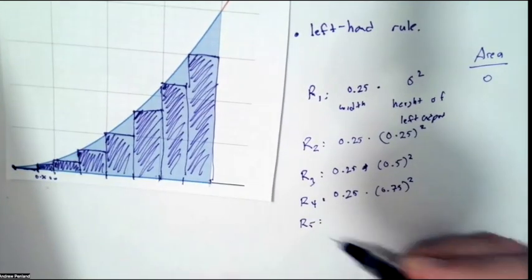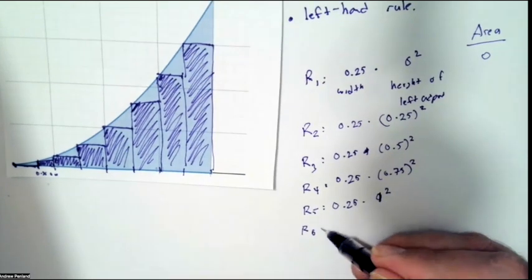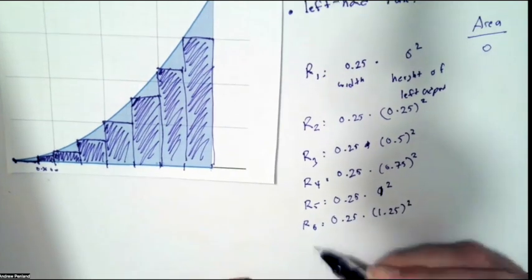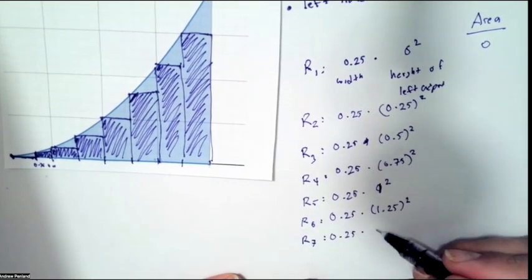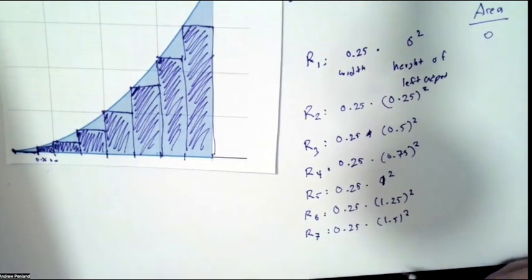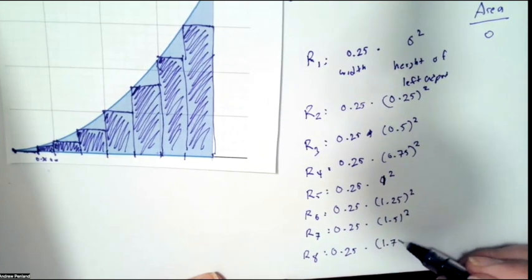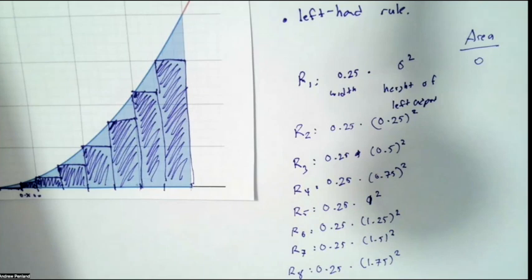The fifth rectangle will have an area of 0.25 times 1 squared. The sixth rectangle will have an area of 0.25 times 1.25 squared. The seventh rectangle will have an area of 0.25 times 1.5 squared. And the last rectangle will have an area of 0.25 times 1.75 squared. Now I just need to add all of these numbers up, and when I do that, that will give me the approximation.